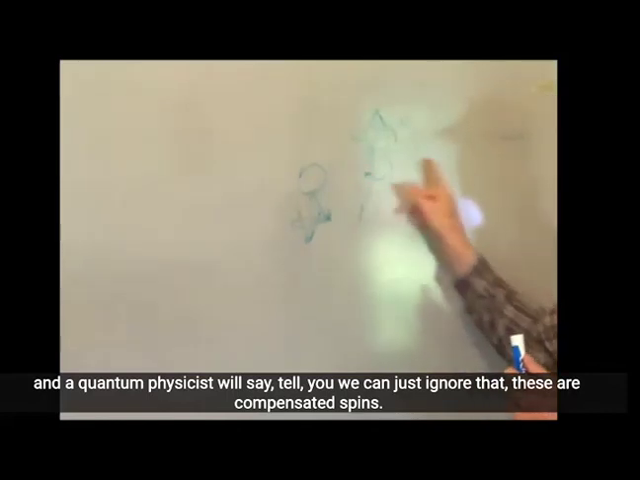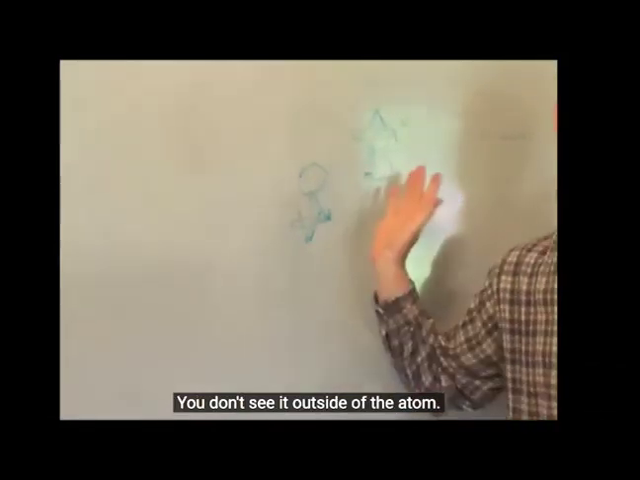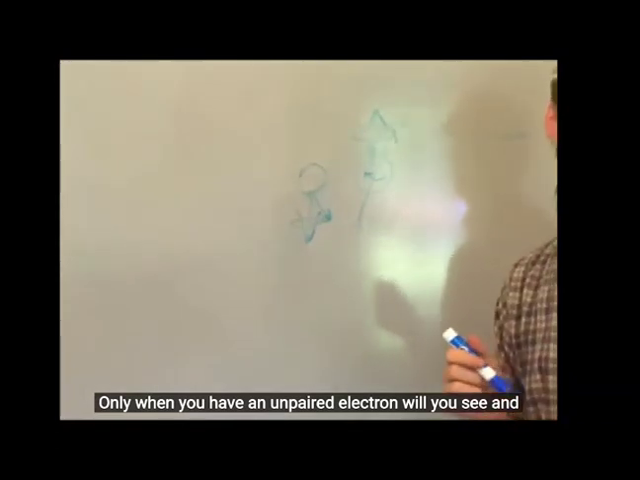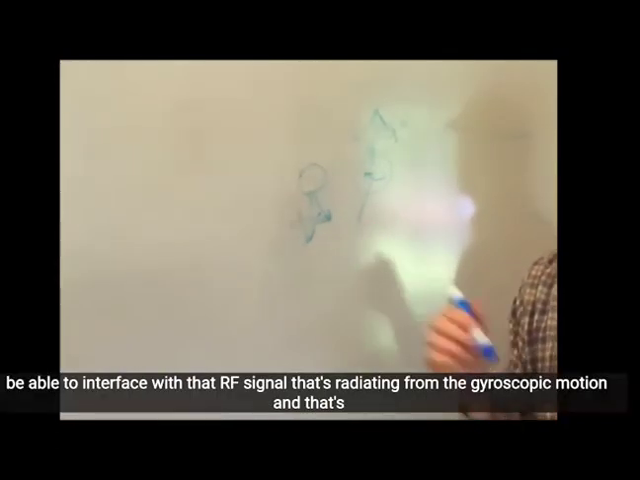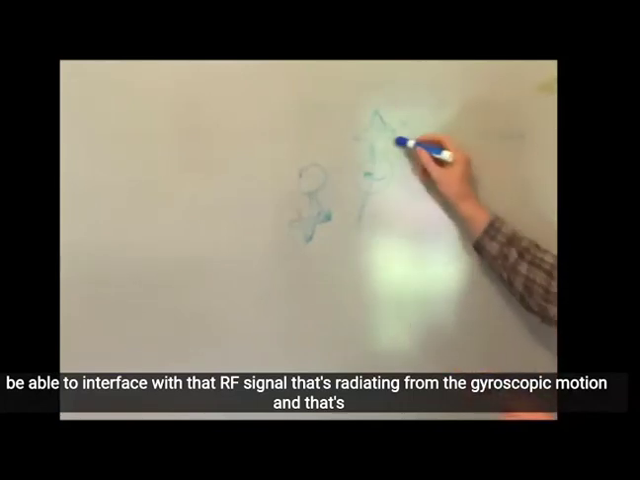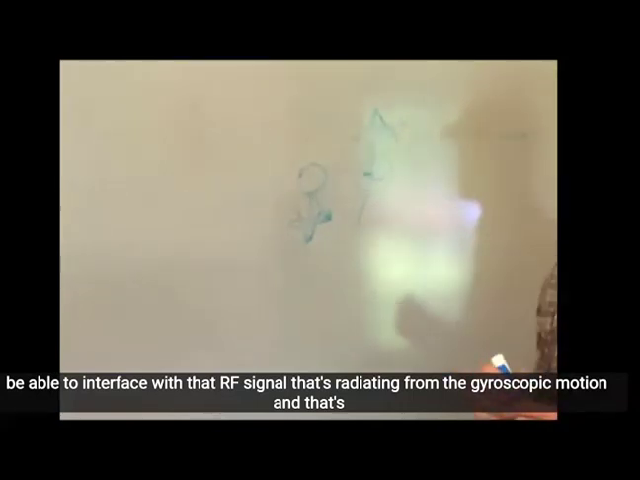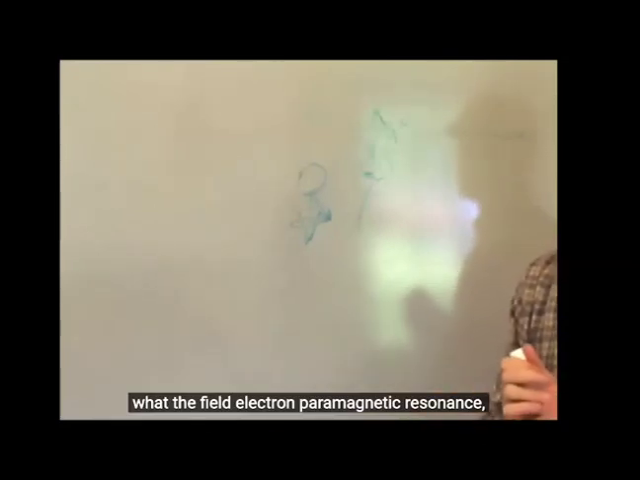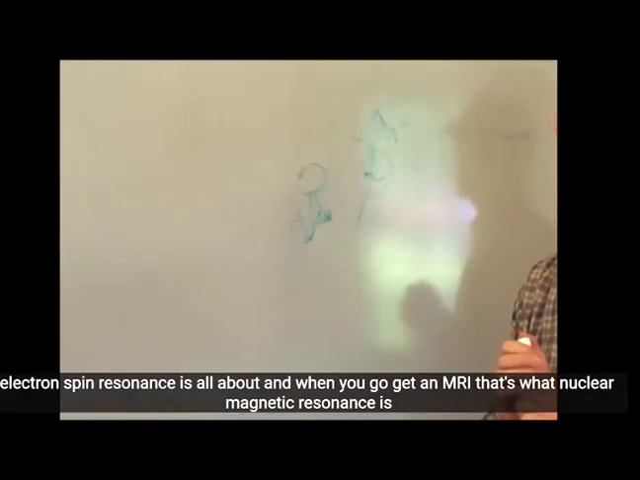And quantum physicists will tell you that we can just ignore that. These are compensated spins. You don't see it outside of the atom. Only when you have an unpaired electron will you see and be able to interface with that RF signal that's radiating from that gyroscopic motion. And that's what the field of electron paramagnetic resonance, electron spin resonance is all about.